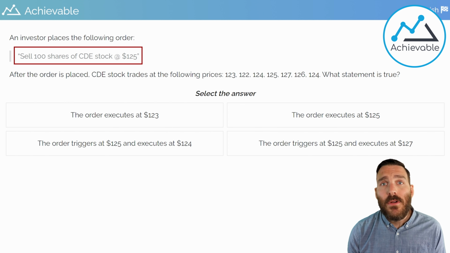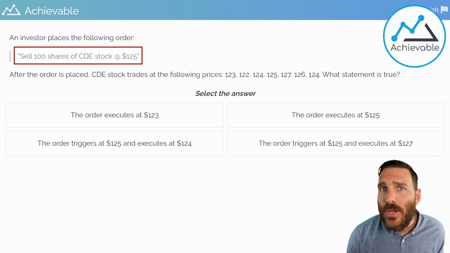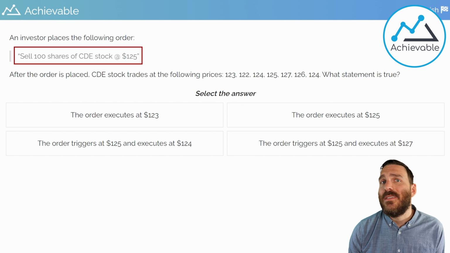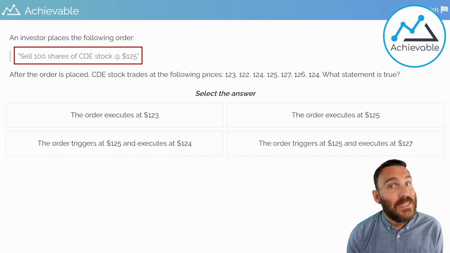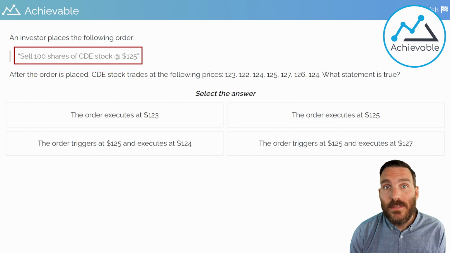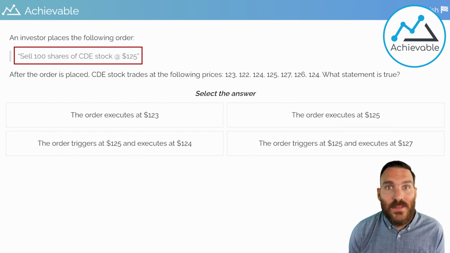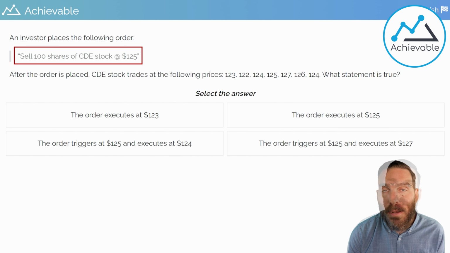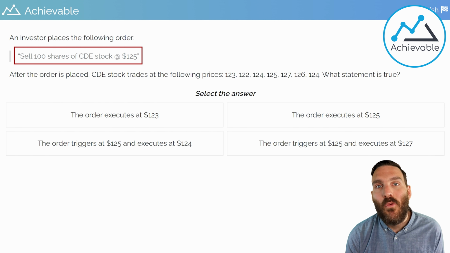Otherwise, if it's a market order, you'll look for the word market, like sell shares at the market price. If it's a stop order, you'll see the word stop. If it's a stop limit order, you'll see the words stop limit. Again, if we see a price specified and nothing else, we have to assume this is a limit order. So we have a sell limit at 125 here.